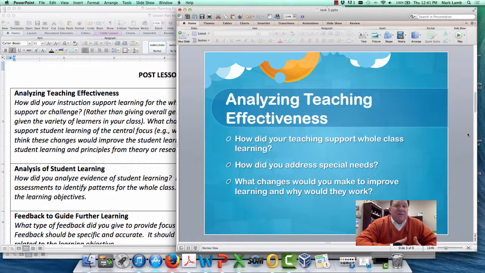So we want to be able to see that you can actually look at the results and work through those results to give yourself a good idea as to how effective you were, what problems or issues your students had, and what you would do to correct those things. Don't forget to pull in here any of the theories that we talked about and how they might have impacted your lesson.